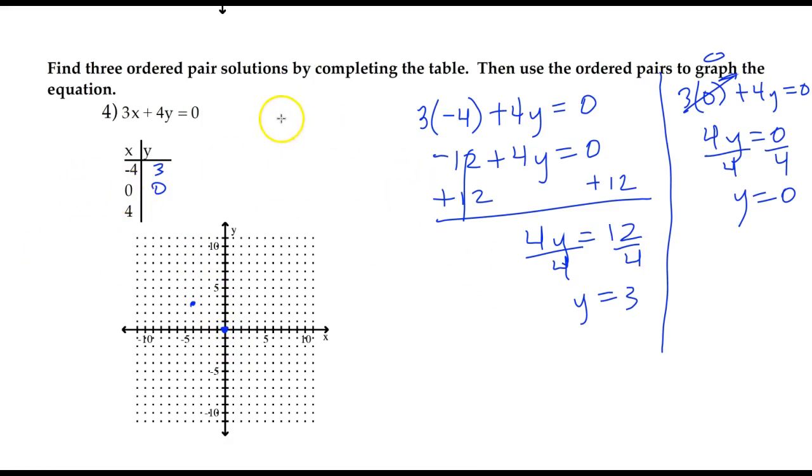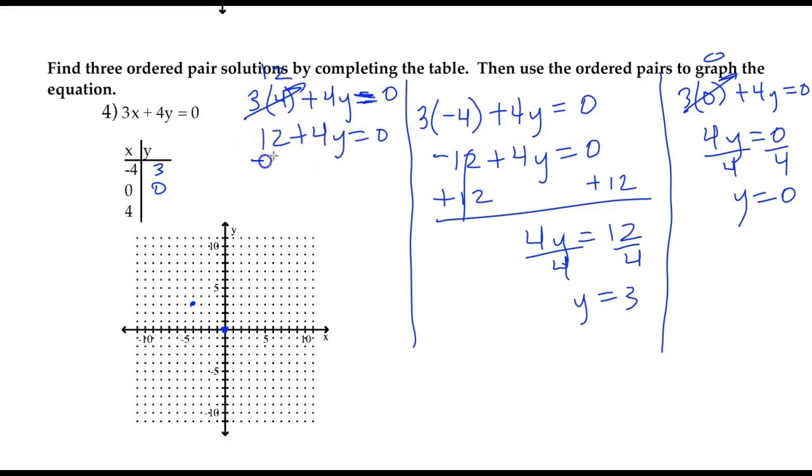Now, getting this last one, we'll let x equal 4, plus 4y equals 0. And of course, this is 12. So 12 plus 4y is equal to 0. Subtract 12 from both sides because we're trying to get y by itself. The 12 and -12 cancel to 0. And then we divide both sides by 4 and we see we get -3.